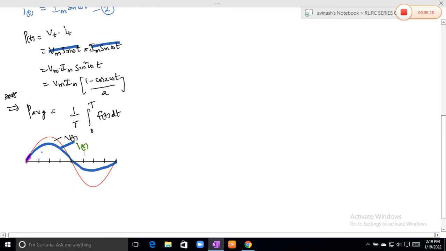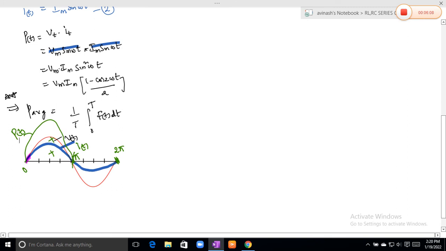Can you find the value of power? Power is the product of voltage and current. If you draw the waveform, let us take this interval as pi and this as 2 pi. Between 0 and pi, the voltage is positive and the current is also positive. So voltage times current gives positive power during 0 to pi. This will be the power waveform, P of t.